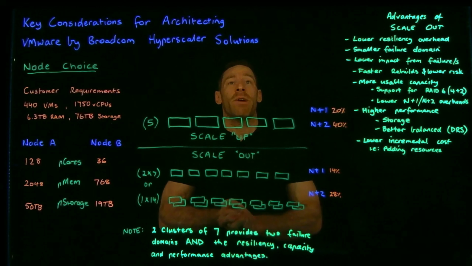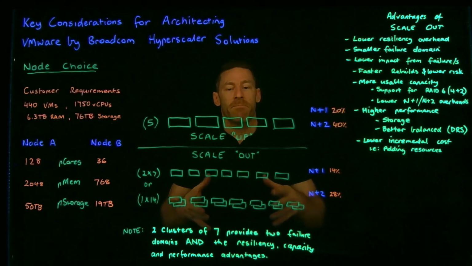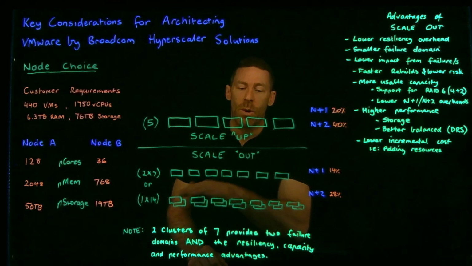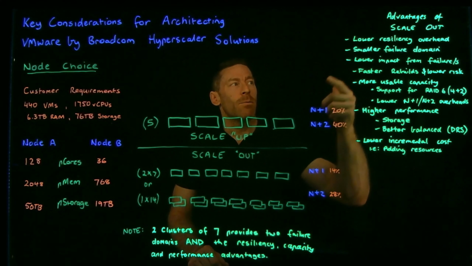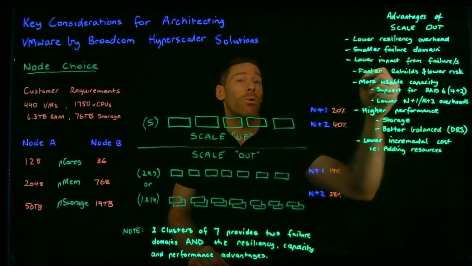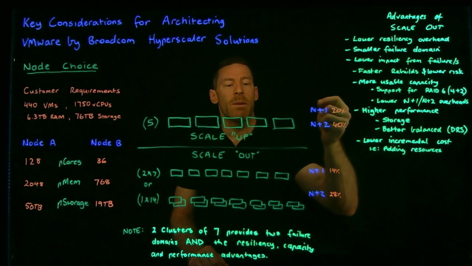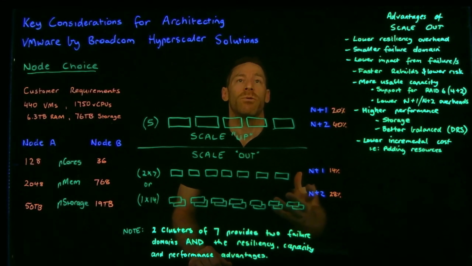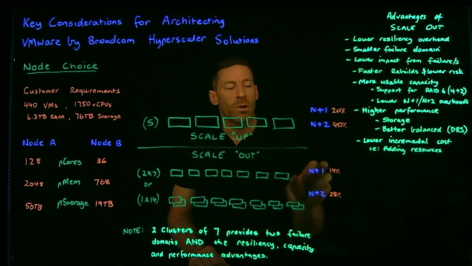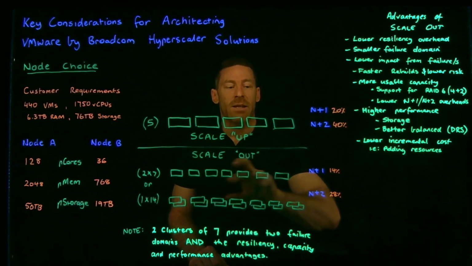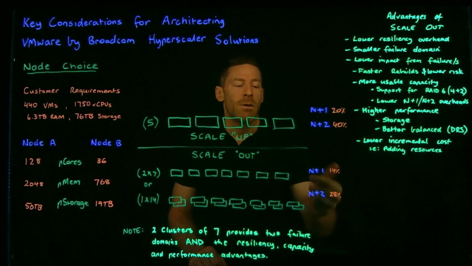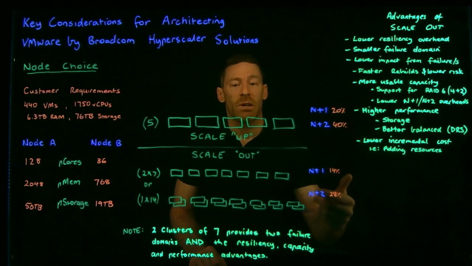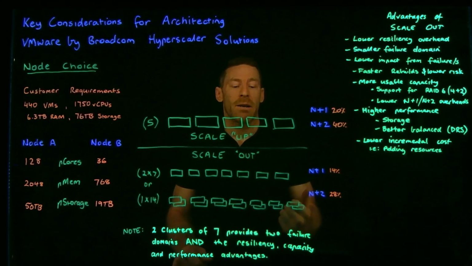Okay, let's talk about the advantages of a scale-out architecture. So obviously what we can see here is we've got either 2 clusters of 7 or 1 cluster of 14. Basically what this translates to is a lower resiliency overhead. And what we mean by that is the cost of resources to provide your n+1 or your n+2. So in this case, we're looking at 14% for that 7 node cluster for n+1, or if we went n+2, it's only 28%. Which obviously is significantly lower than the scale-up architecture.